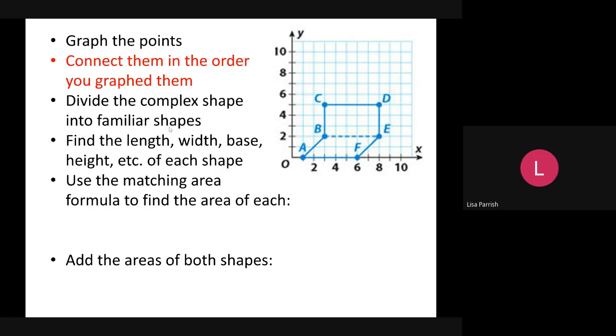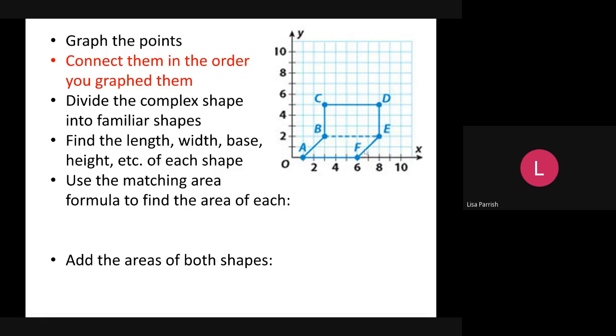Okay, all of this we've done before. Then you want to find the length, width, base, height, whatever you need to know for your formulas for each shape. Then use the correct area formula, just like when we did complex shapes. You find the area of this shape and then find the area of this shape. And then once you find the area of both shapes, you add those two together. So this is just like when we did area of complex shapes in our last unit. The only difference is your shape is on a coordinate plane this time.